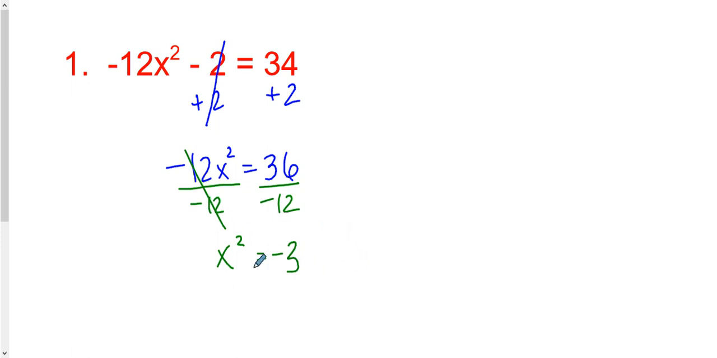Now that x squared is by itself, I've isolated it. I can now take the square root of both sides. Whenever I square root that square, they cancel. I'm left with just x.